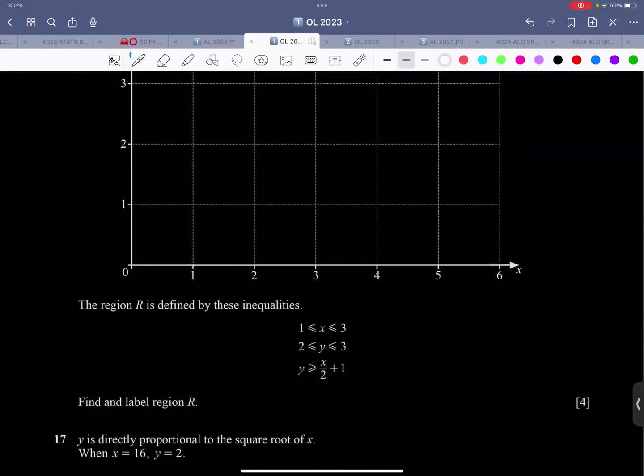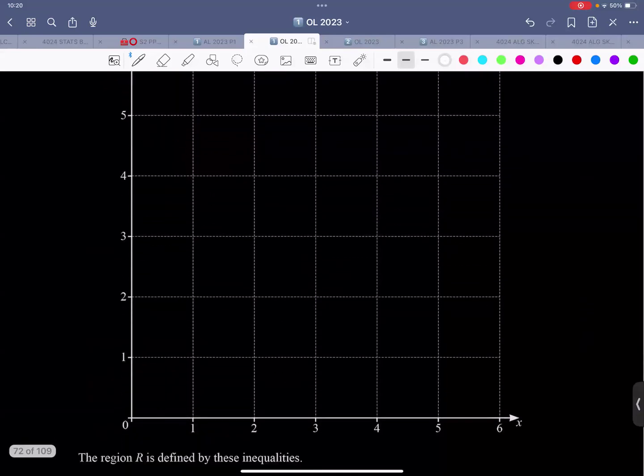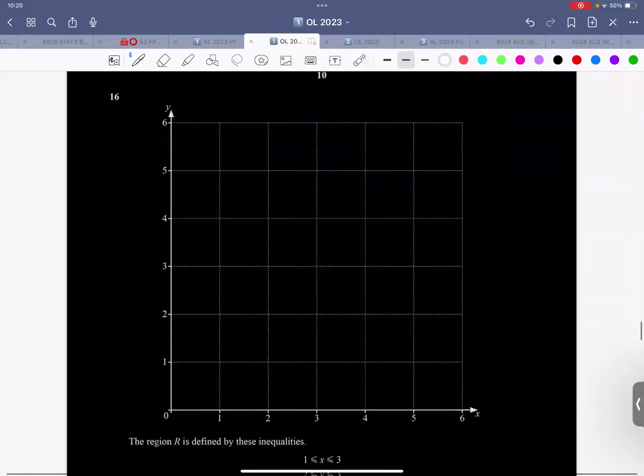Question 16, what is it? The region R is defined by these inequalities. X lies between 1 and 3. So let me reduce it a bit. And X lies between 1 and 3.